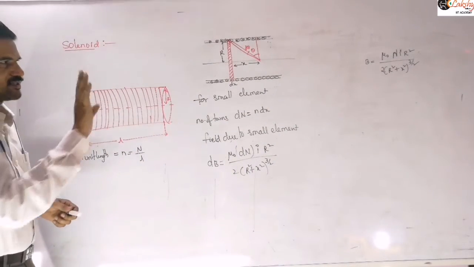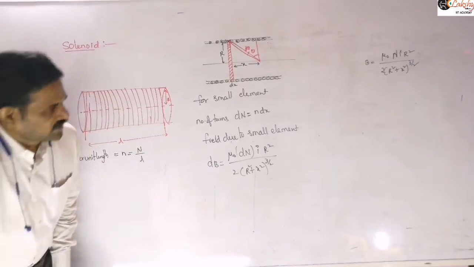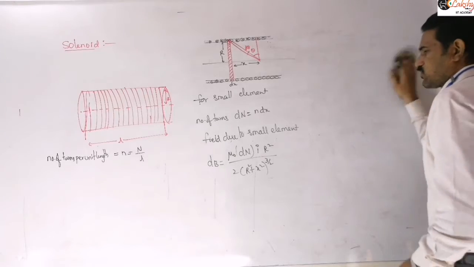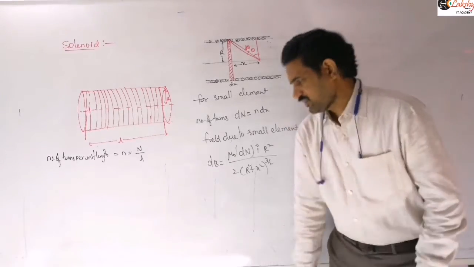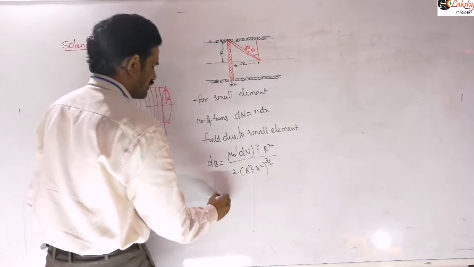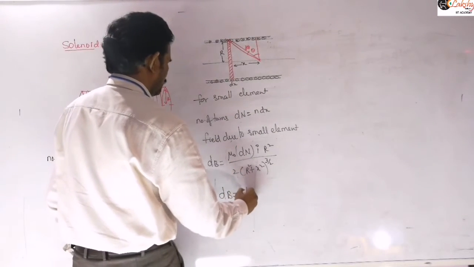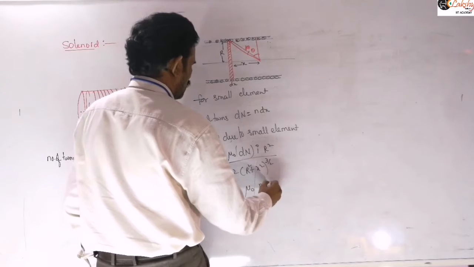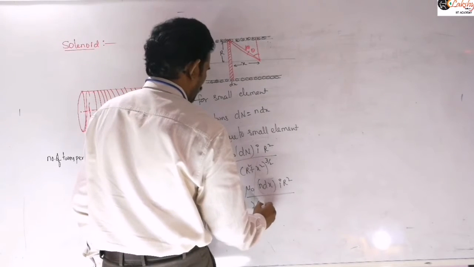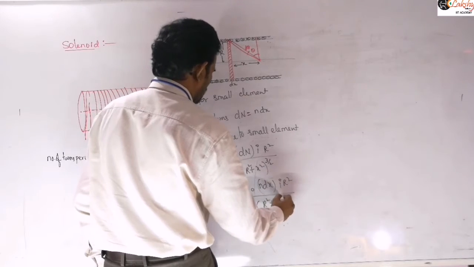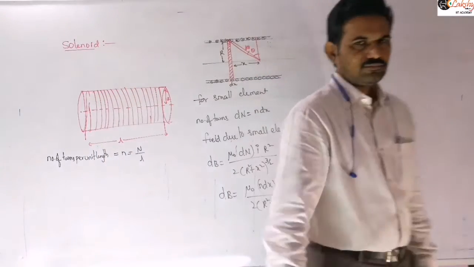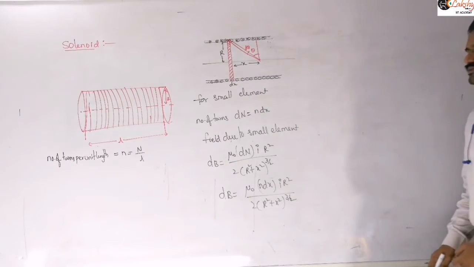The radius is r and the distance we are taking as x only. Just instead of n we need to write dn, and you can substitute the dn value there, and we need to integrate this expression. After substituting this, we get mu naught n into dx into i into r square by 2 into r square plus x square whole power 3 by 2. Then next we need to integrate this.